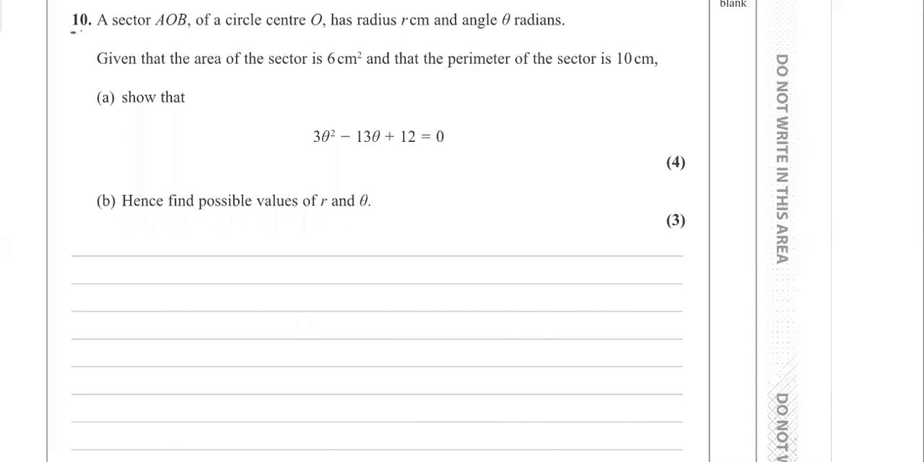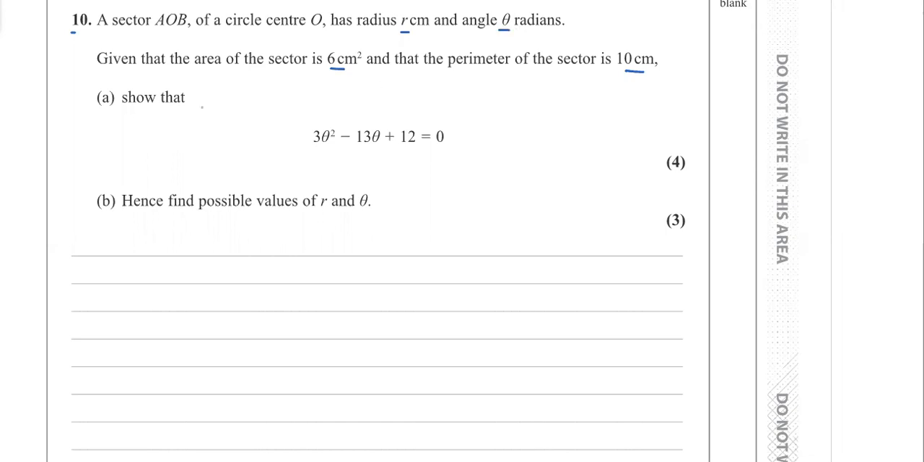Question number 10. A sector AOB of a circle, center O, has a radius r centimeters and an angle theta radians. Given that the area of the sector is 6 centimeters squared and the perimeter of the sector is 10 centimeters, show that 3 theta squared minus 13 theta plus 12 equals 0. Now it's given that the angle theta is in radians.